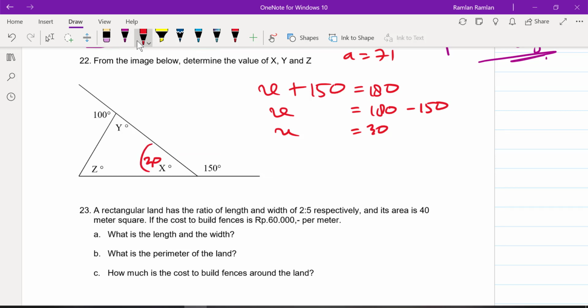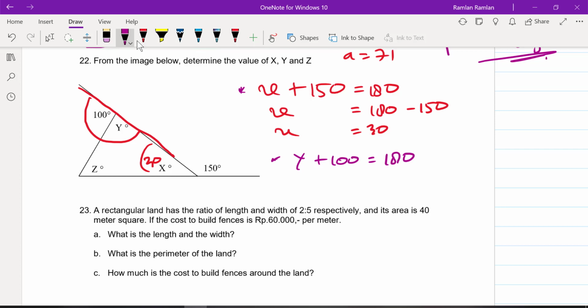The next one, I'm going to focus on this line over here. This is also a straight line, which means that if I add these two angles, 100 and y, that will also be 180 degrees. So I can write down another equation. This is the first equation; the second equation will be y plus 100 equals 180 degrees. So y plus 100 equals 180.